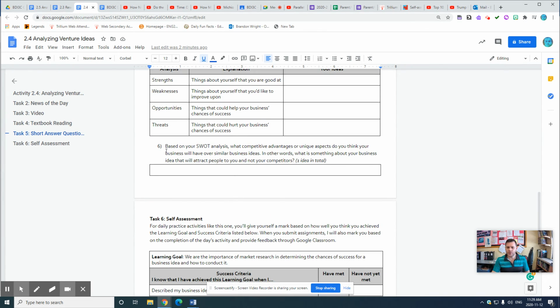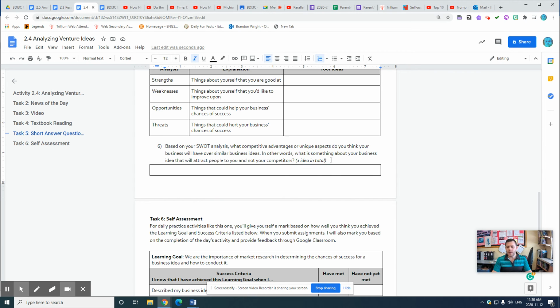And finally, based on your SWOT analysis, what competitive advantages or unique aspects do you think your business will have over similar business ideas? So in other words, what is something about your business idea that will attract people to you and not your competitors? So in this box right here, tell me what will be unique about your business idea. So just one idea.